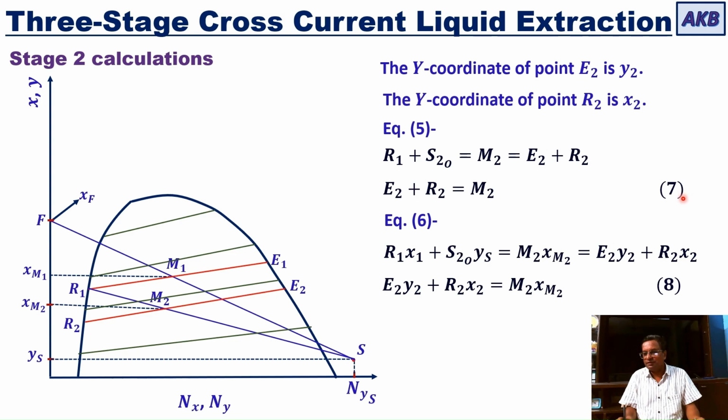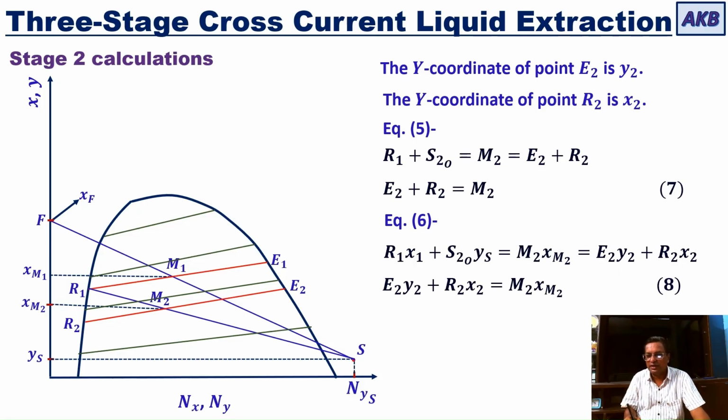In equation number 7 and equation number 8, you have two unknowns, E2 and R2. E2 is the quantity of extract that comes out of stage number 2, and R2 is the quantity of raffinate that comes out of stage number 2. So you have two equations and two unknowns, R2 and E2. You can solve equations 7 and 8 simultaneously and get the values of R2 and E2.